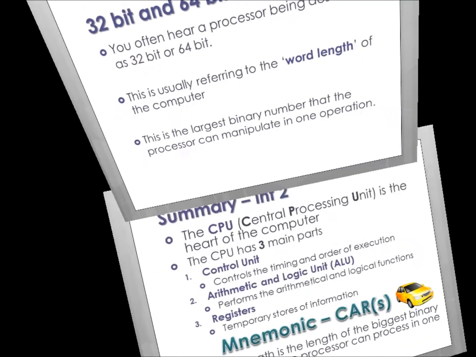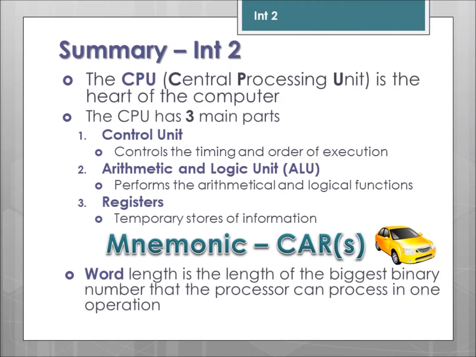To summarize, the CPU is the heart of the computer. It has 3 main parts: the control unit, the ALU, and the registers. The mnemonic, if you try and remember it as CARS, remember that there is more than one register. Now, word length is the length of the biggest binary number that the processor can process in a single operation. And that summarises the Int 2 content for the first lesson.